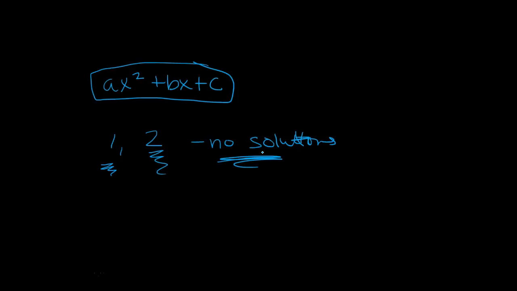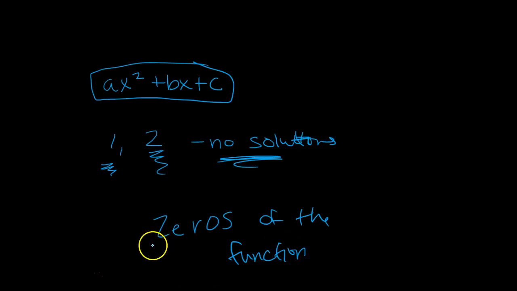It's also important to note that the solutions of a quadratic equation are often called either the zeros of the function or the roots of the equation. Now, I like zeros of the function, and you're going to see why in a second. When we look at some examples, we're looking for the solutions, and I'm going to call them the zeros of the function. So our solutions are either 1, 2, or no solutions of a quadratic equation.